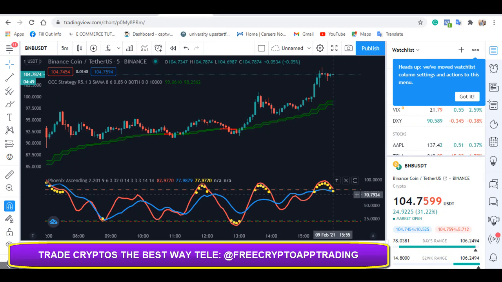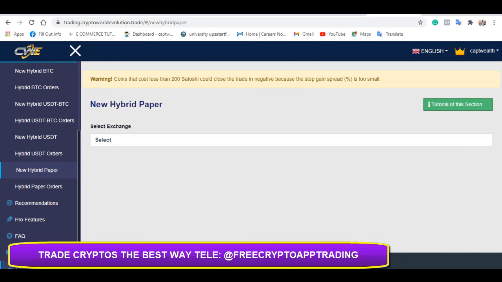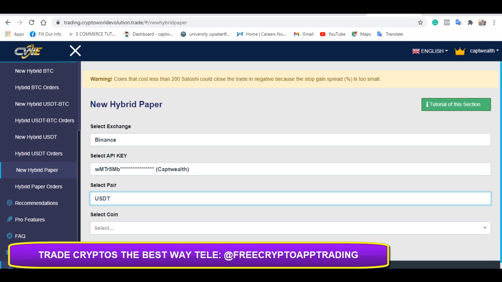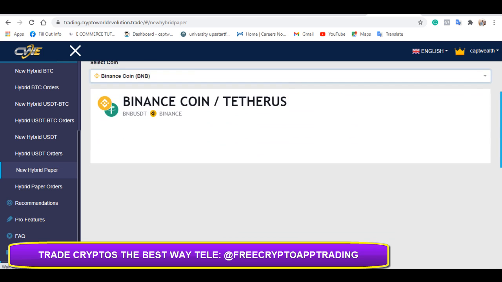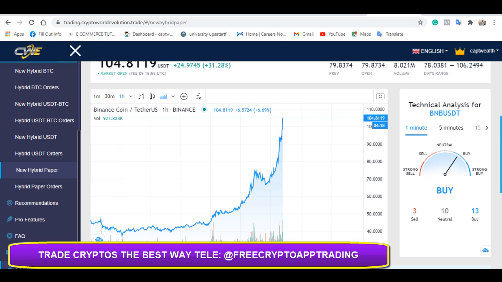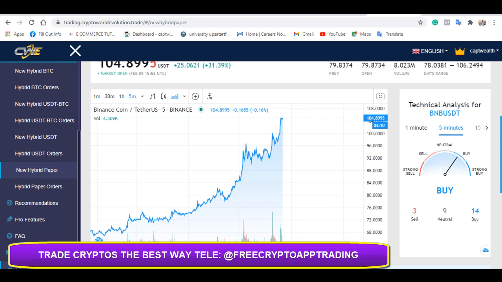Once you have seen it this way, then you now go to your crypto world and go to new hybrid to see if the condition has been met. Binance, select API, come up. Then it is USDT. I will type here BNB. Okay, Binance Coin. Let me see. I want to look at the signal. Is it on strong sell? No, it's not on strong sell. Okay, 5 minutes? No, it's not. Let me come here and change this time frame also to 5 to synchronize with this. No. So now it says buy.